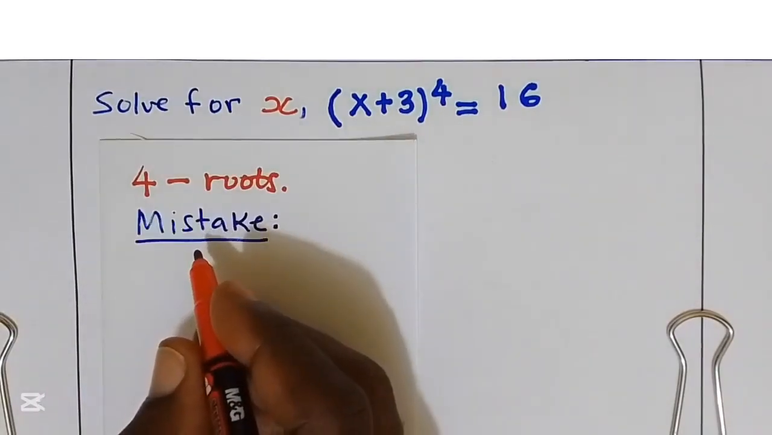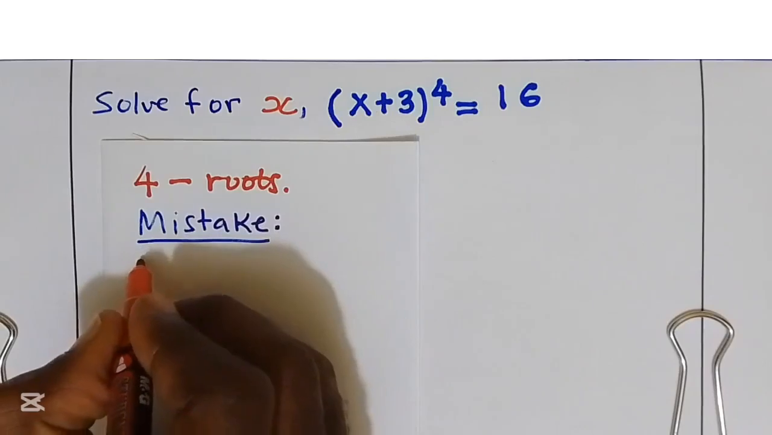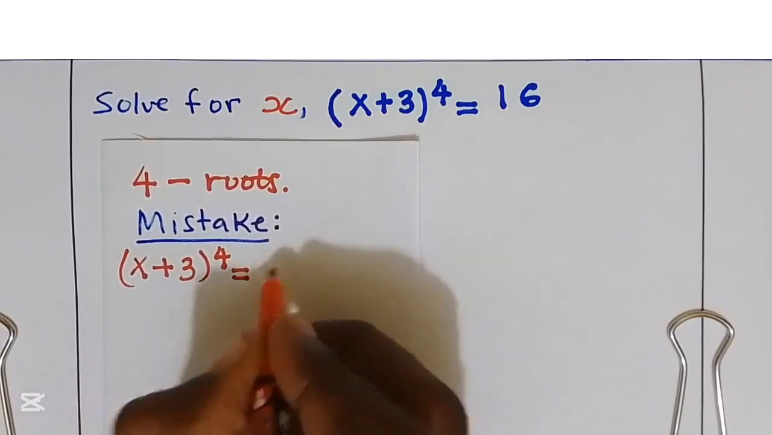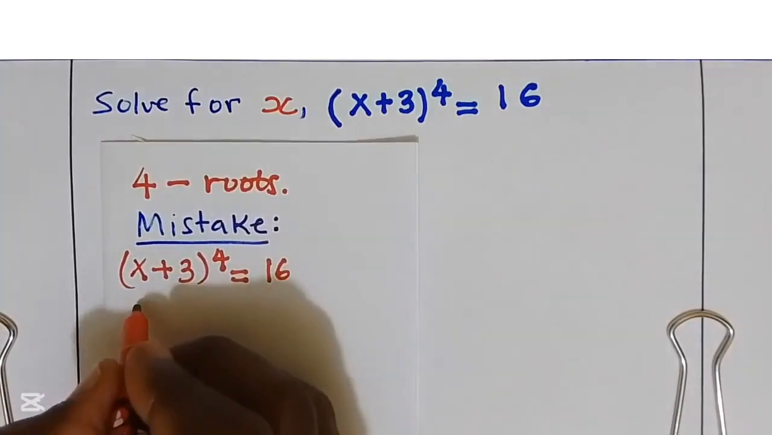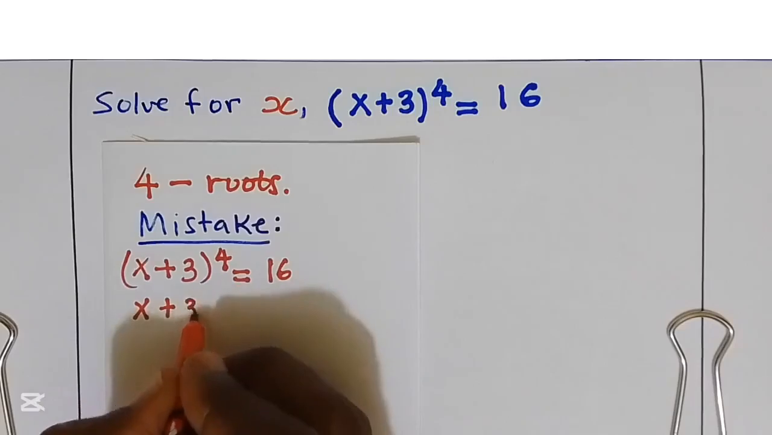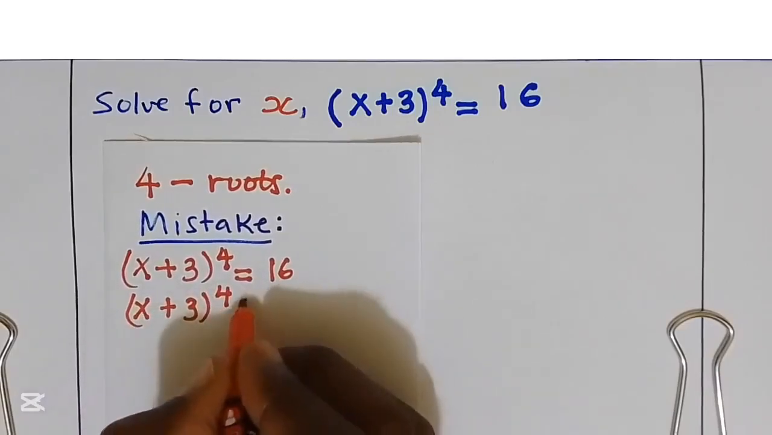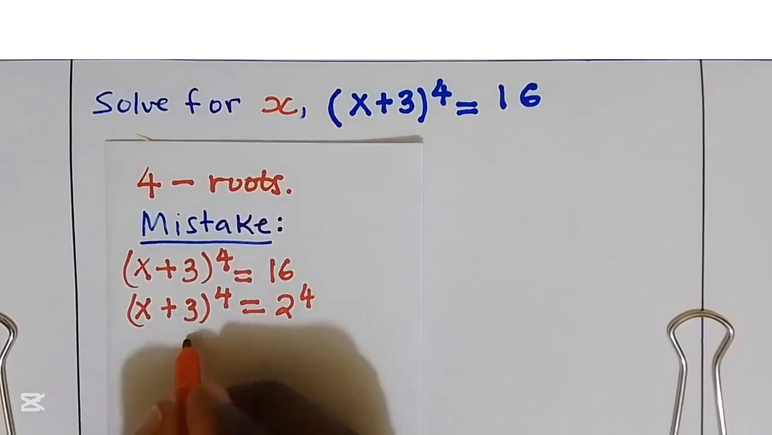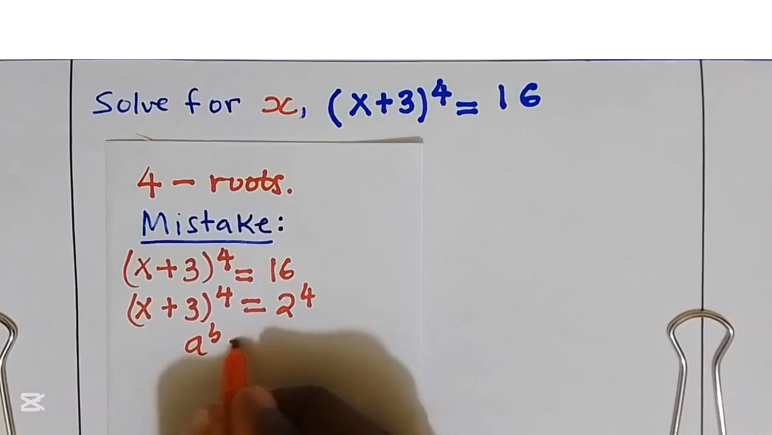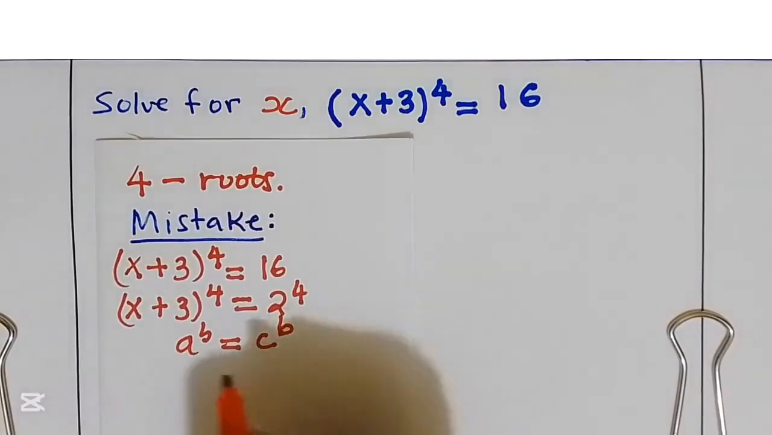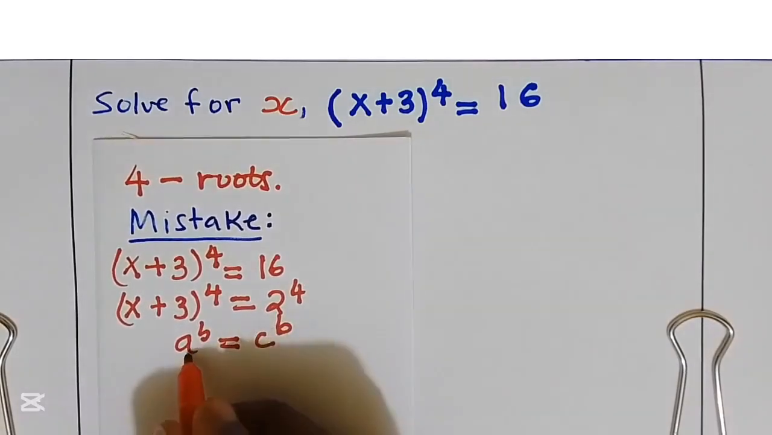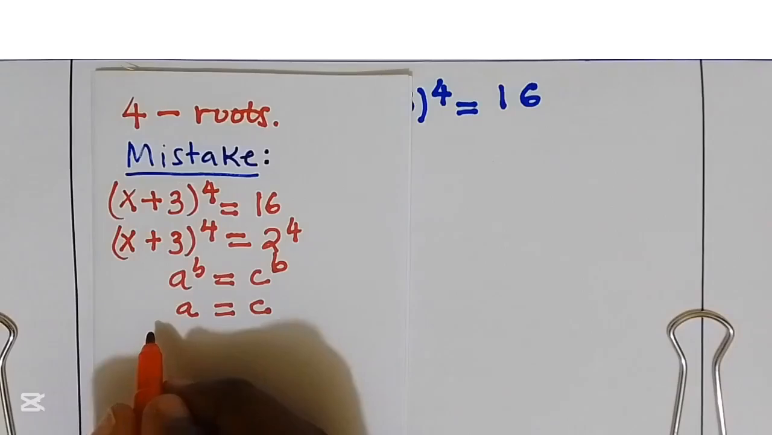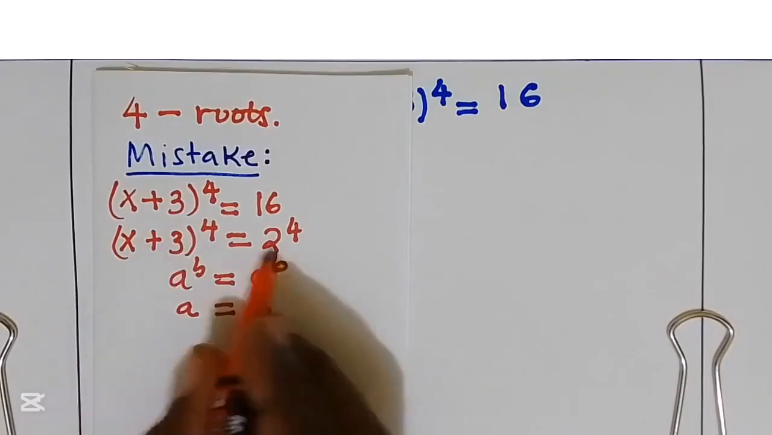The mistake they used to make is they consider this as (x + 3)^4 = 16, and they make 16 as 2^4, and a^b is equal to c^b. Now, since the powers are the same, they say a is equal to c. For that case, x + 3 is equal to 2.